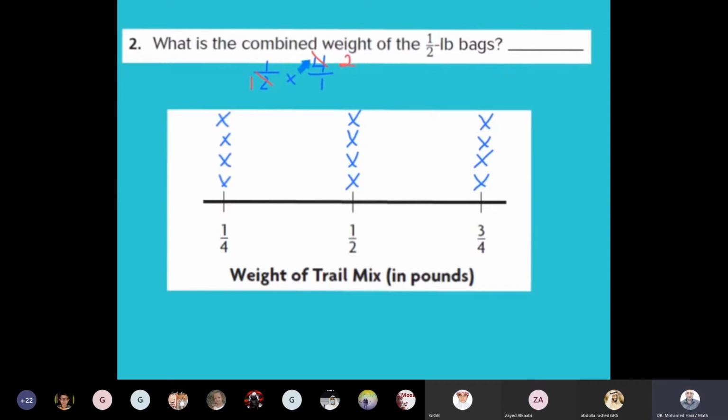Now we're going to go ahead and multiply straight across. Numerator times numerator, denominator times denominator. And what I know is this. I know that 1 times 2 is going to give me 2. So our numerator is going to be a 2. And I know that 1 times 1 is going to give me 1. So our denominator is going to be a 1. And if I have the whole number 2 over 1, I know my answer is going to turn out to be 2. So what that tells me is the combined weight of the 1/2 pound bags is going to turn out to be 2 pounds. So we'll go ahead and write down 2 pounds, and we now have found our answer using our line plot.